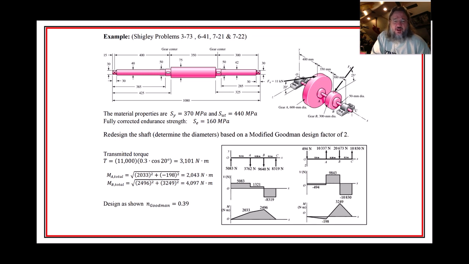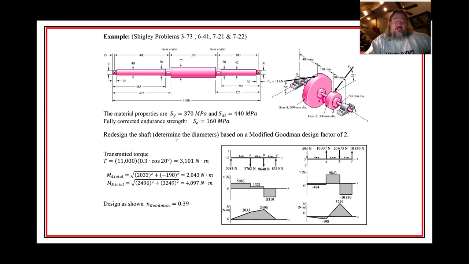But anyway, I started out with this information here. This is the layout, with 11 kilonewtons right here. And then we're able to figure out what FB is going to be in both the Y direction and Z direction. And we get the transmitted torque. And if you can't do that at this point, let's have a conversation.